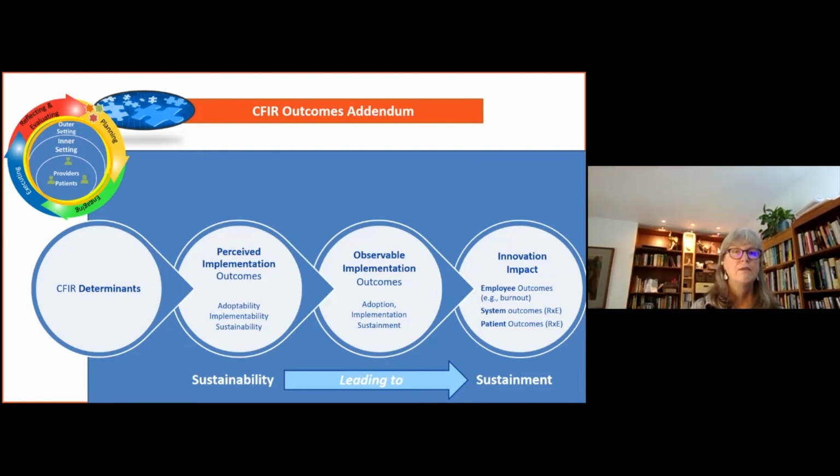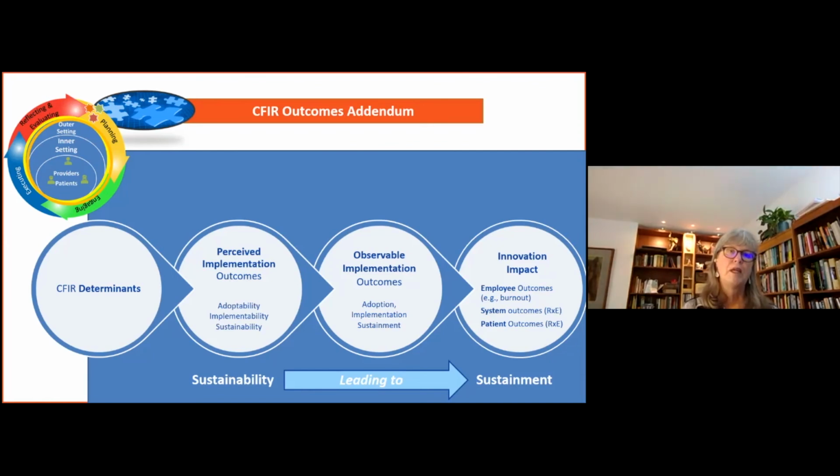So the first thing to recognize is that the CFIR is a framework of determinants. In other words, moderators or potential predictors of outcomes. And that is the role of the CFIR. And those are contextual determinants. And then those may predict or influence what we're calling perceived or perceptual implementation outcomes. And these include concepts of adaptability, implementability, and sustainability.